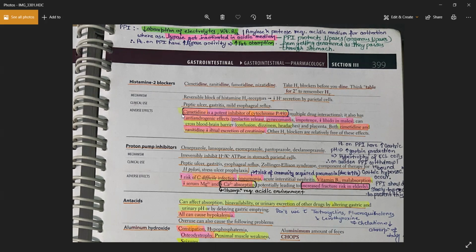These drugs can also cross the blood-brain barrier. Very important. By crossing the blood-brain barrier, they can cause confusion, dizziness, and headache. Why is headache occurring? Because of alkalosis.